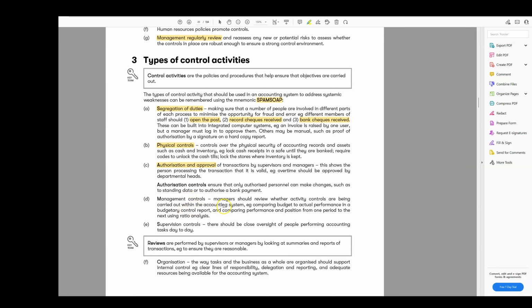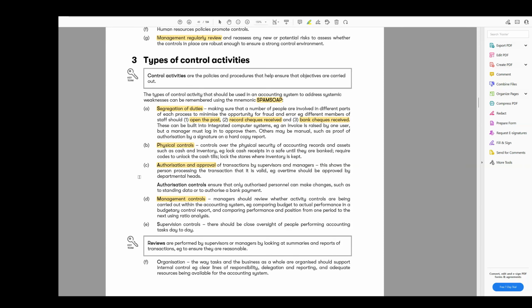Management controls. Managers should review whether activity controls are being carried out within the organization's accounting system. Example, comparing budget to actual performance. So the manager should always review that the control is working.